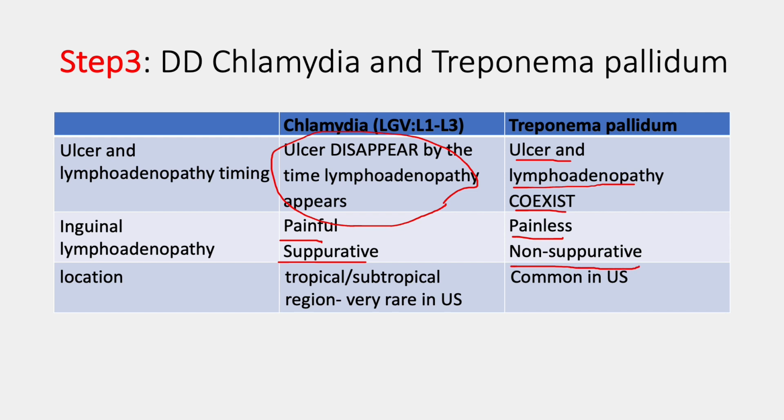Another important clue is the location. Generally, Chlamydia trachomatis serotypes L1 to L3 cause this kind of disease, which is called lymphogranuloma venereum, which is more common in the tropical and subtropical regions, and it's really rare in the US. Whereas Treponema pallidum, so syphilis, is more common in the US, which means that if you see that a patient traveled outside of the United States, it's more likely that it's chlamydia than Treponema pallidum. And so it's more likely basically lymphogranuloma venereum than syphilis.